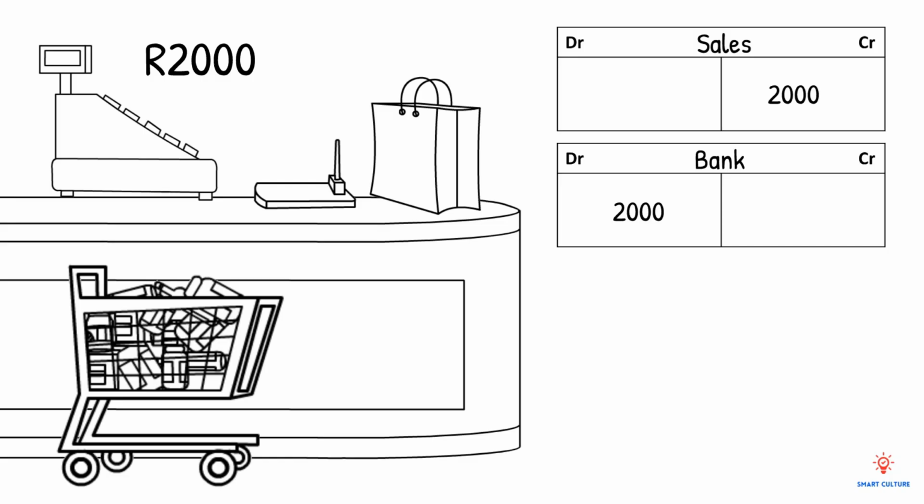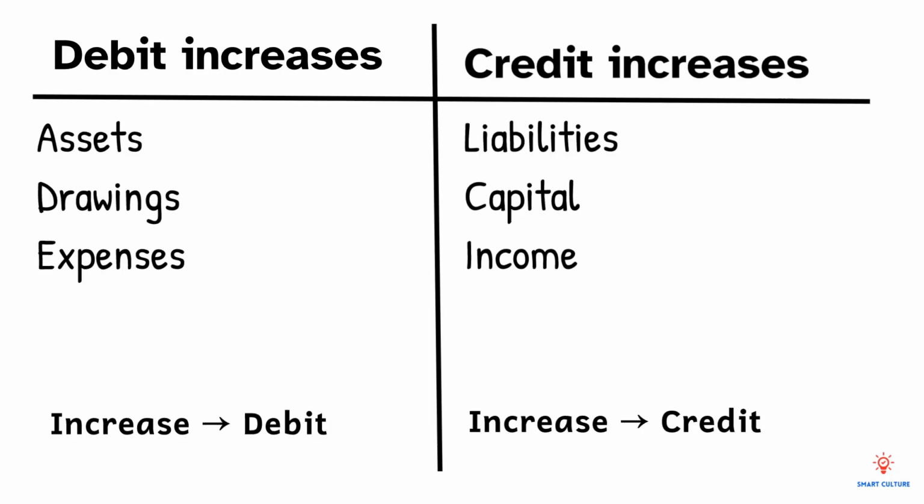So remember, use the debit side to increase assets, drawings, and expenses. Use the credit side to increase liabilities, capital, and income. And every time you debit one account, you must credit another to keep things balanced.